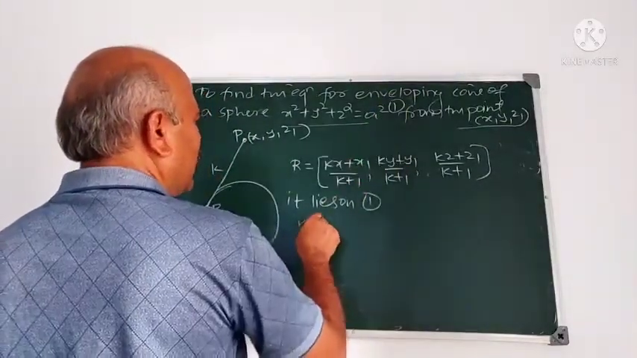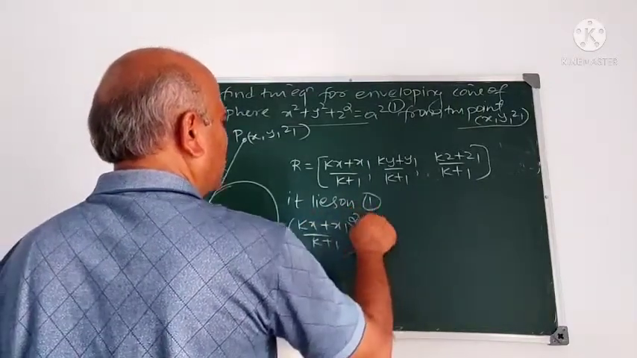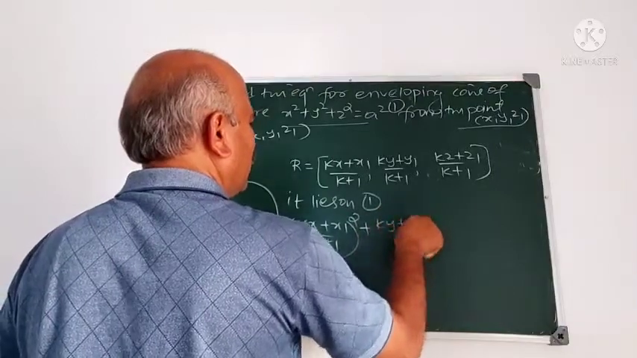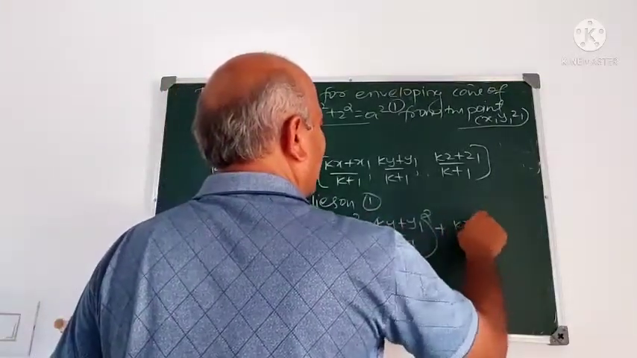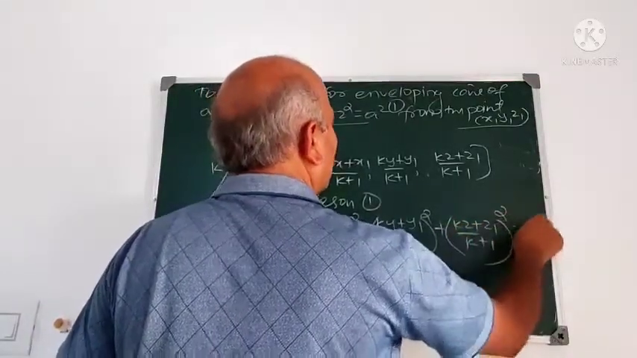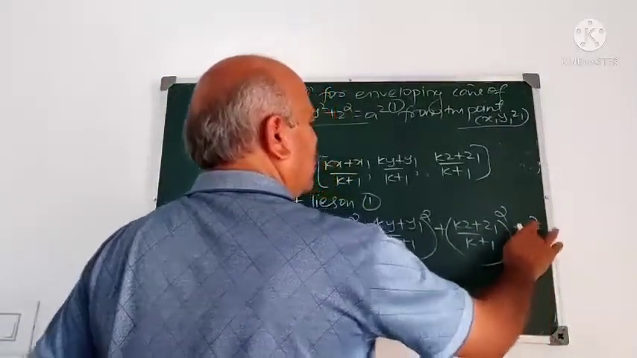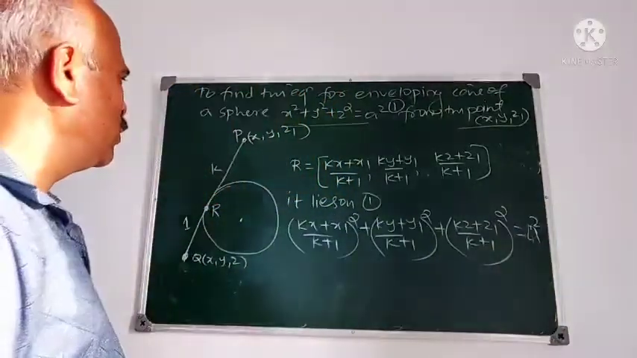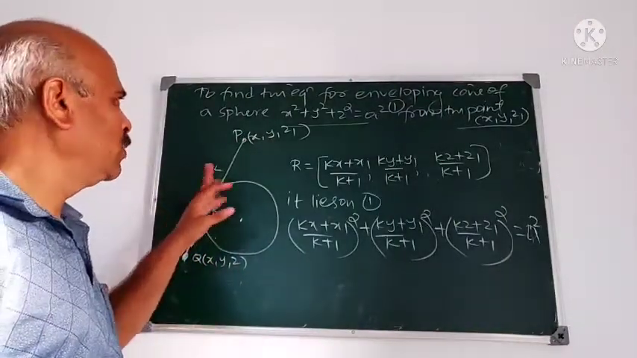Therefore, ((kx plus x1) upon (k plus 1)) whole square plus ((ky plus y1) upon (k plus 1)) whole square plus ((kz plus z1) upon (k plus 1)) whole square is equal to a square. Now what do you have to find out? We have to find out the locus of PQ. How to find the locus of PQ?